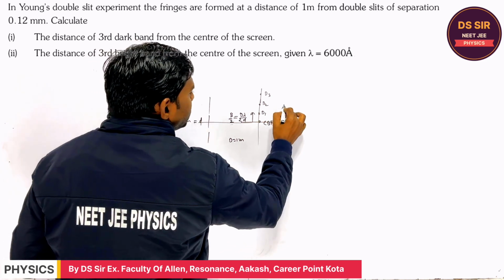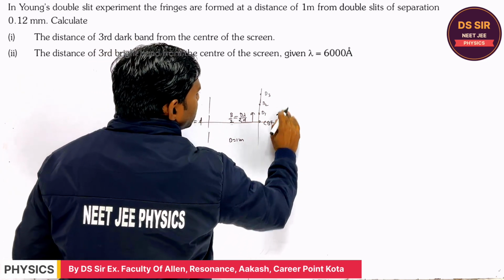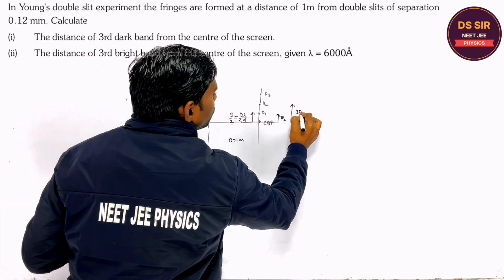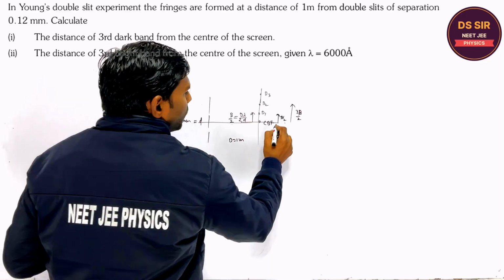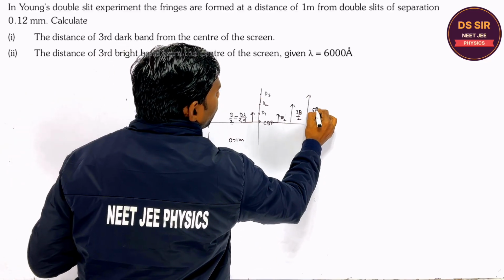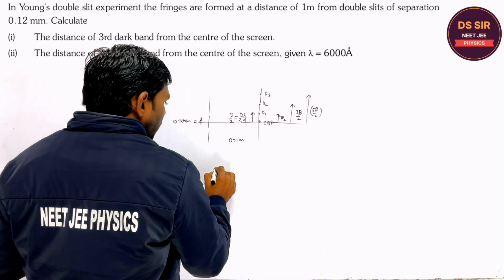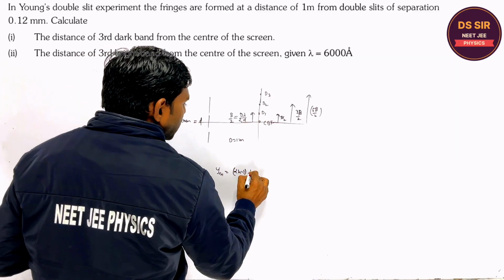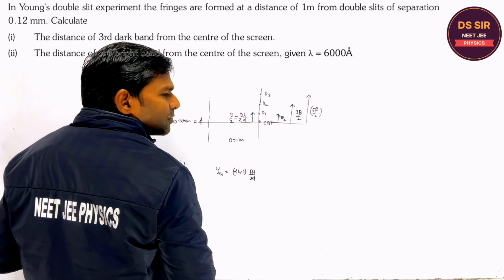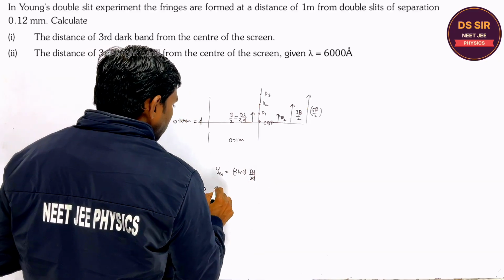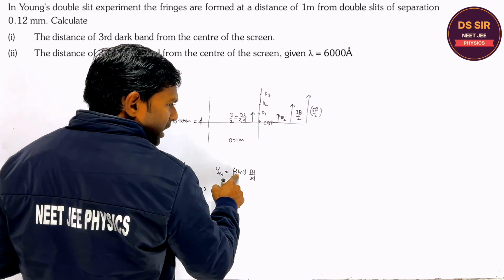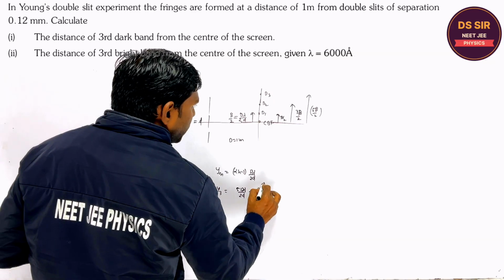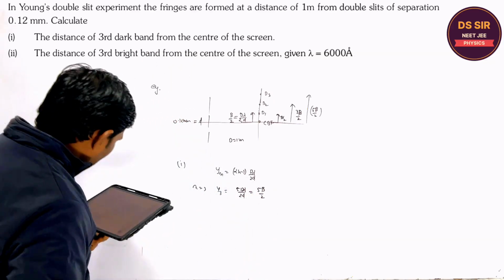And what is D2? Suppose this is D1, this is beta by 2. What is D2? You will say 3 beta by 2. What is D3? 5 beta by 2. Or by the formula, the position of nth dark fringe from the center is (2n minus 1) d lambda over 2d. If you put n equal to 3, the position of the third dark fringe is (2 times 3 minus 1), 5 d lambda over 2d, or simply 5 beta by 2. Is it clear or not, you tell?